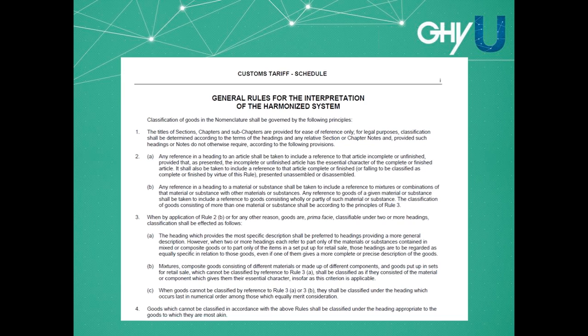Then you'll notice that there's 2B. Any reference in a heading to a material or substance shall be taken to include a reference to mixtures or combinations of that material or substance with other materials or substances. Any reference to goods of a given material or substance shall be taken to include a reference to goods consisting wholly or partly of such material or substance. The classification of goods consisting of more than one material or substance shall be according to the principles of Rule 3. What does that mean?